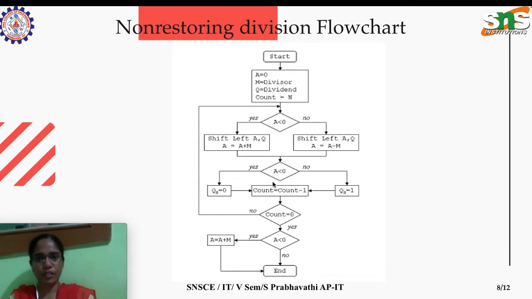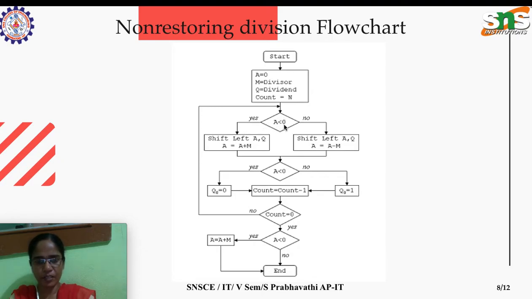Then what you are doing initially, we will be shifting AQ, and you will be checking the sign bit. Whatever it may be, positive or negative, we must shift it, and if the sign bit is positive, we will be subtracting it. If it is negative, we will be adding it. So A is equal to A plus M, that's nothing but we'll be doing an addition operation when the sign bit is 1.